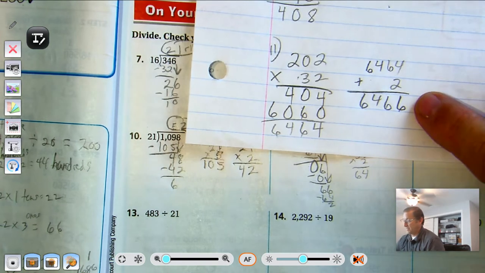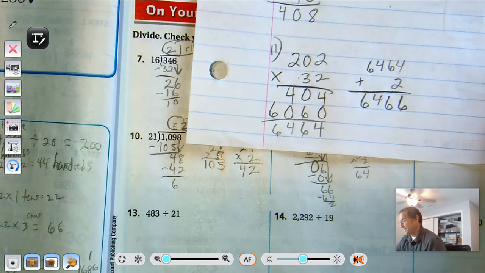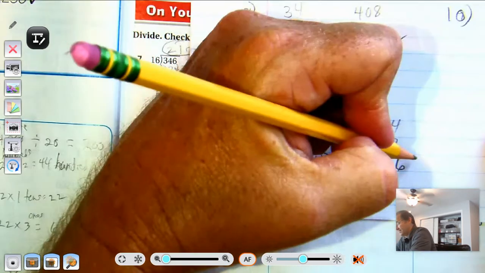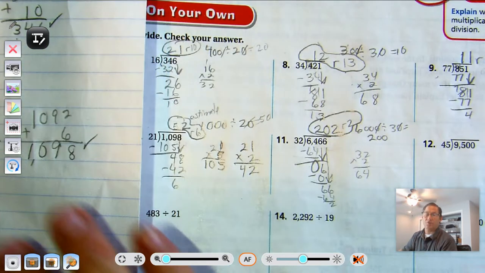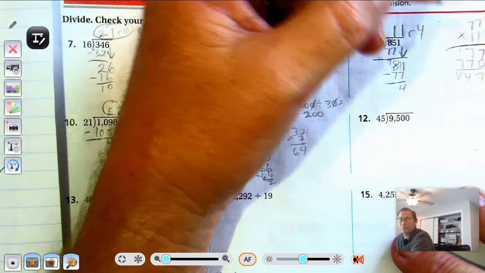So 2 plus 4 is 6, and then 6 plus nothing is 6. 400s plus nothing is 4. 6,000s plus nothing is 6,000. 6,466 does match the dividend, so our answer is correct. Number 12, 9,500 divided by 45.